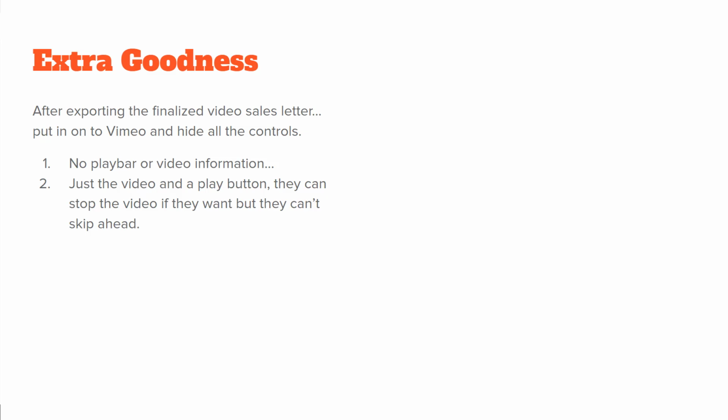So it's basically hit play, watch your VSL, and that's all there is to do, because that's all you want them to do. And once they've watched the video sales letter and they're sold on your product, then all they have to do is just click the buy button below. And that's it. That's how easy it is to go and create your own video sales letter using just a couple pieces of software.